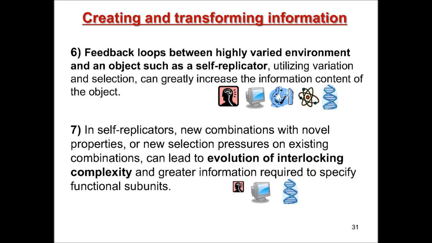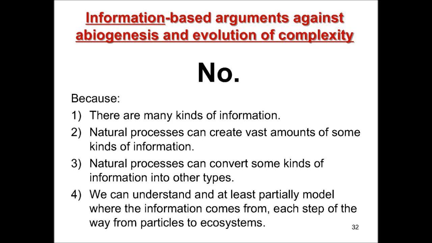Now, once we have a self-replicator, feedback loops between a variable environment and that self-replicator can greatly increase the information content. We've got examples of those. And then once you have this happening, the interlocking complexity of that self-replicator can grow by various mechanisms. And here again, we have biological examples. I don't know of a good real physical example of it. In fact, I don't know of a good man-made example of this. But we do have good computer models of this. So, I wrote a conclusion here.